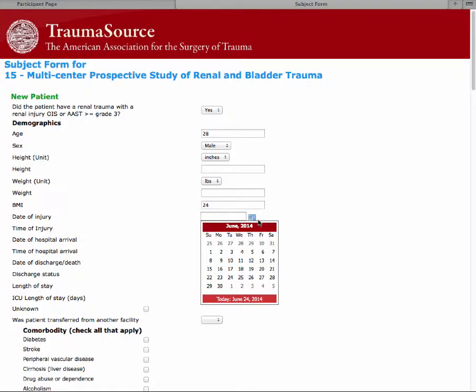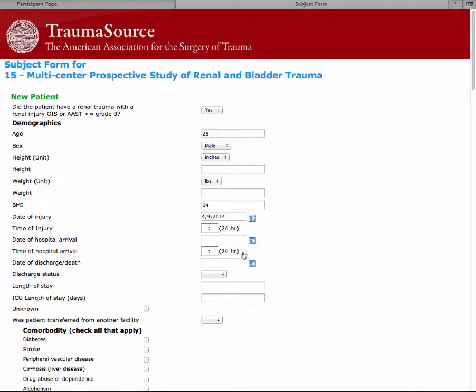The date of the injury: these will be retrospectively entered after their renal trauma is complete and will be identified from the trauma registry. So we'll say this patient was injured on April 9th. The injury was sustained at 1:30 in the afternoon.